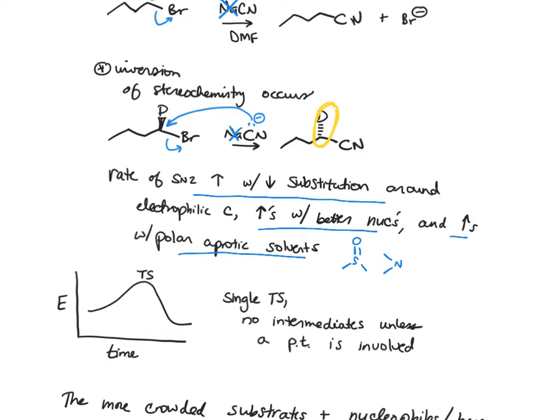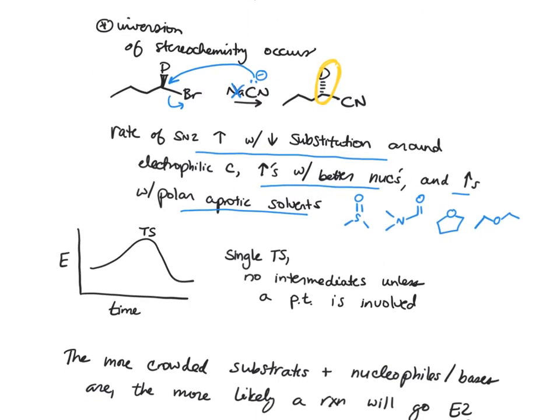Oops, that was drawn wrong. Let's see. There. Needs an extra carbon. DMF. THF is a great solvent. Ethers as well. We want things that have polar bonds as part of their makeup, but we don't want them to be protic, meaning we don't want them to have an acidic proton.